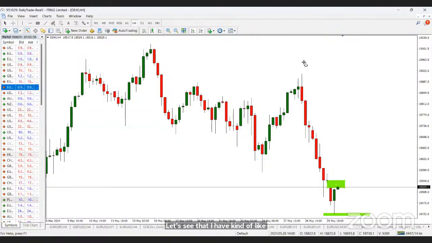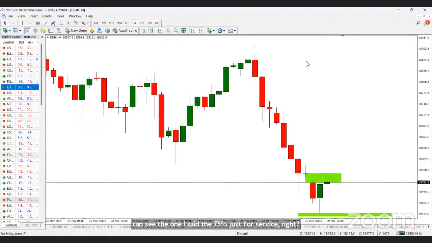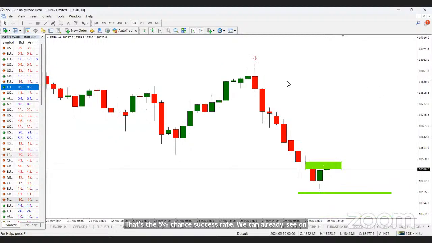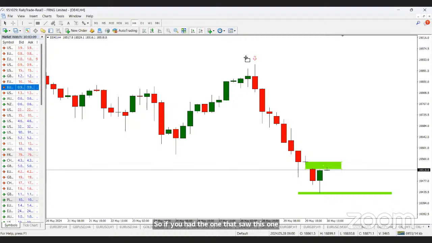You can see the one I said is a 75% chance of success. That's a 75% success rate. You can already see it on the screen, giving money. So if you saw this one earlier on, you would have made a lot of money selling when this one came out. So that's the way it is.